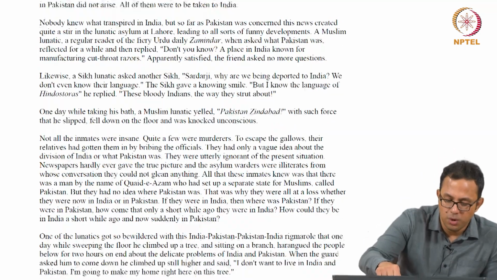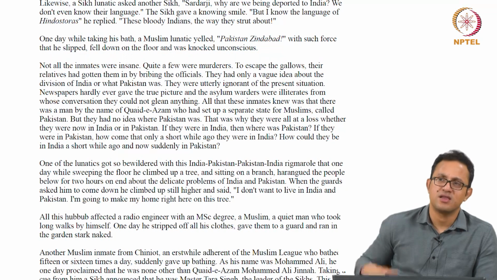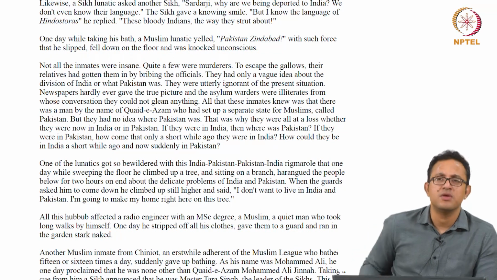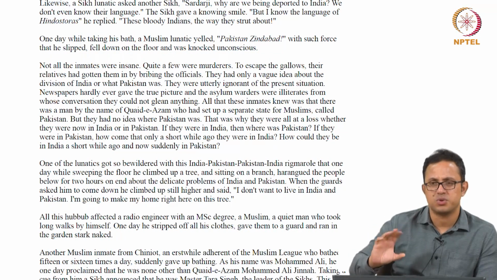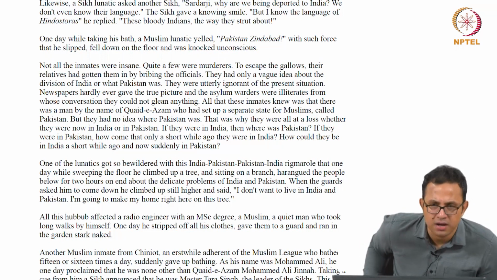One of the lunatics got so bewildered with his India rigmarole that one day, while sweeping the floor, he climbed up the tree and, sitting on the branch, harangued the people below for 2 hours on end about the delicate problems of India and Pakistan. So again, look at the different acts of insanity over here, which throws a very complex light on the rational, sane decisions about nation-making and nation divisions.